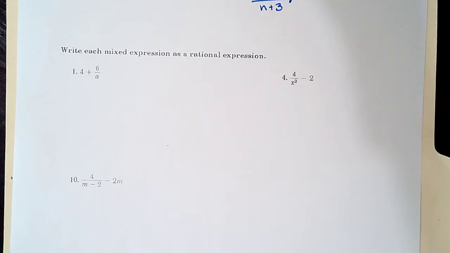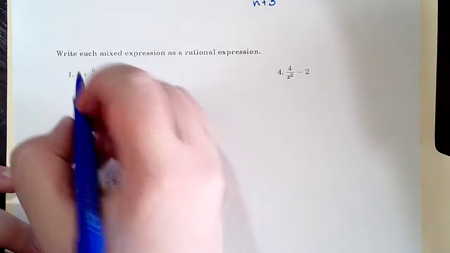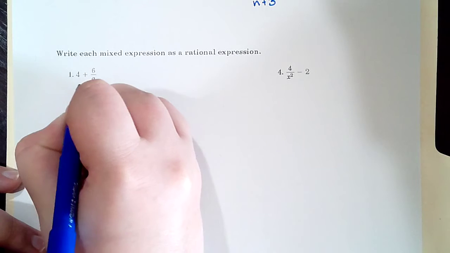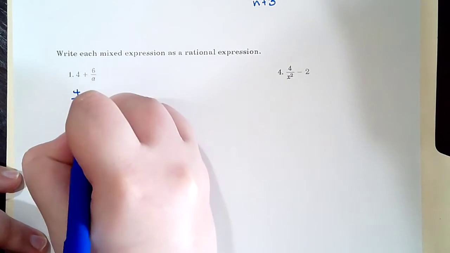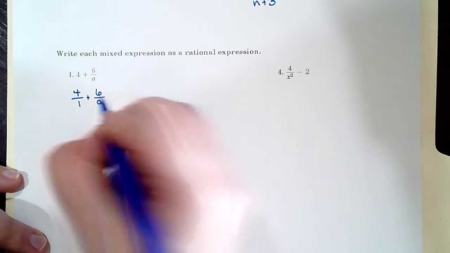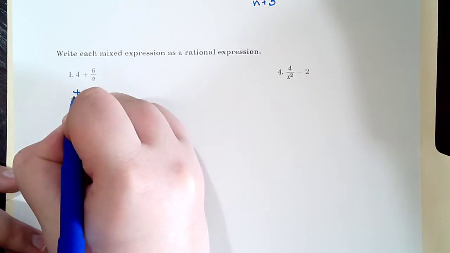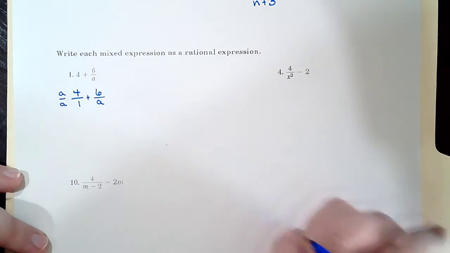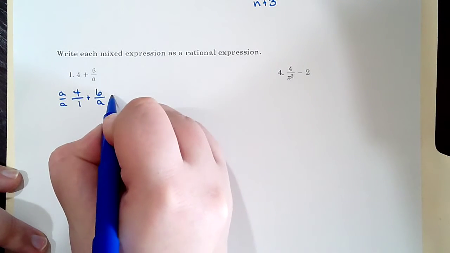Alright, hopefully you had time to pause the video and were able to give these a try. Again, we don't like working with a number and a fraction, so this becomes 4 over 1 and 6 over a. This one already has a 1, but this one does not have an a, so we multiply by a over a, not changing the fraction because it's just a big fancy 1.